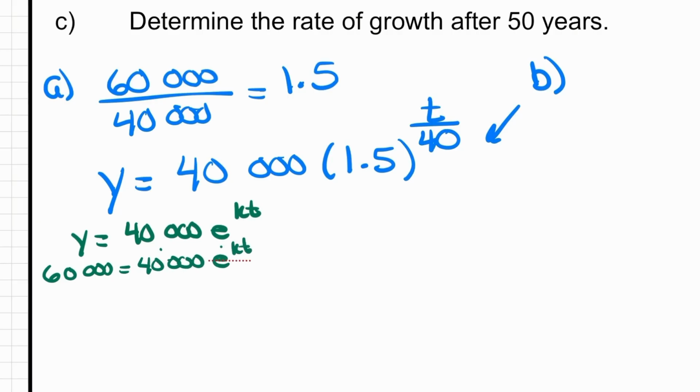We also know that t is 40, so we know that the time to grow to that is 40. So we know that it's 40k. We're just trying to isolate that k value, so I'm going to divide both sides by 40,000.